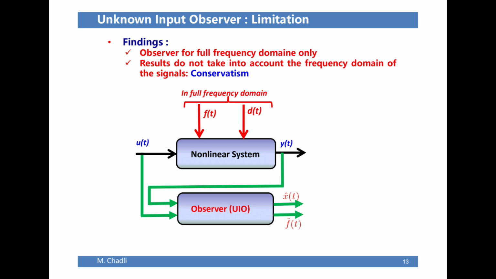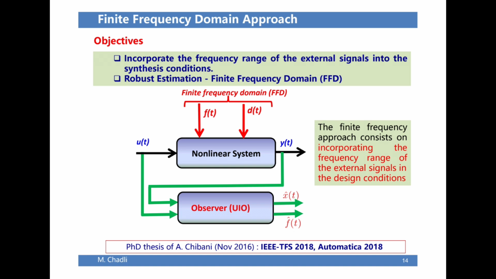Because when we know the frequency domain where F and D here evolve, if we can take into account the frequency domain of this signal in the design condition, it can be a good way to reduce the conservatism of the design condition. So in order to go further and reduce the conservatism of some existing results, the idea is to incorporate the frequency range of the external signals F and D here into the synthesis condition of the observer or control as well. Here I consider only observer design, but this result can also be extended to controller design.